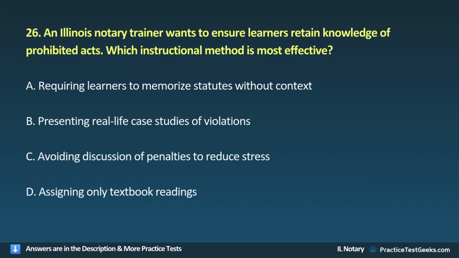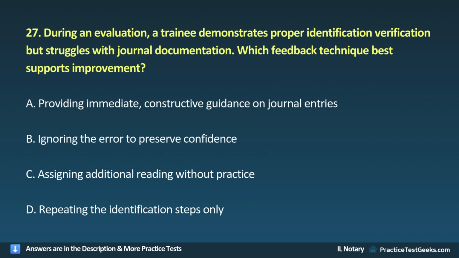26. An Illinois notary trainer wants to ensure learners retain knowledge of prohibited acts. Which instructional method is most effective? A. Requiring learners to memorize statutes without context. B. Presenting real-life case studies of violations. C. Avoiding discussion of penalties to reduce stress. D. Assigning only textbook readings.